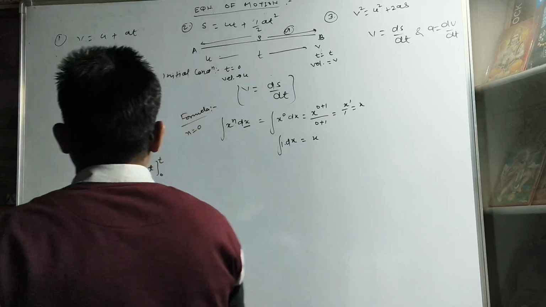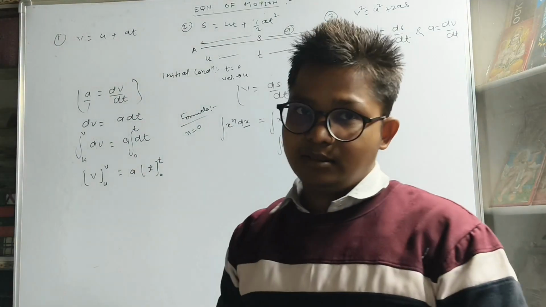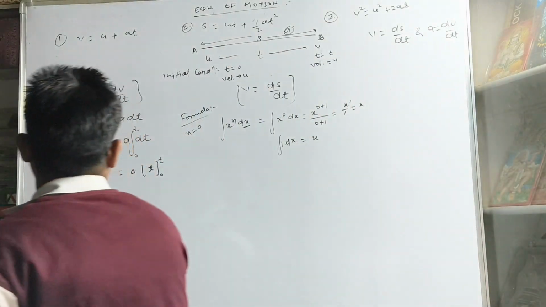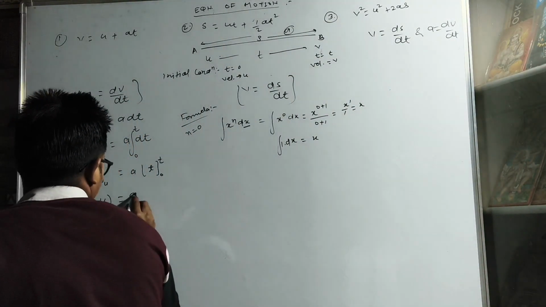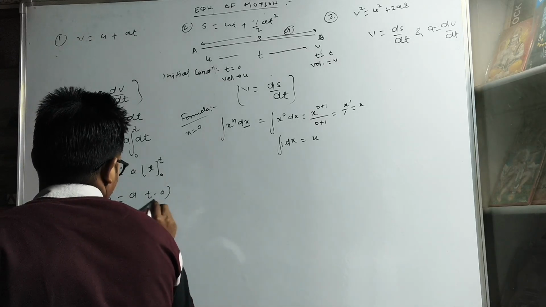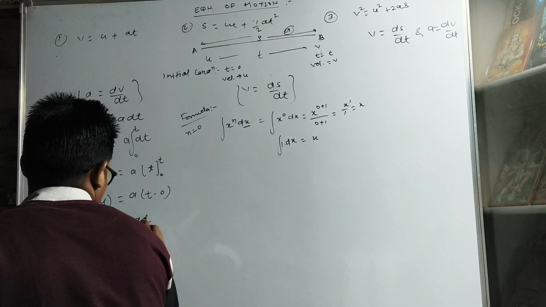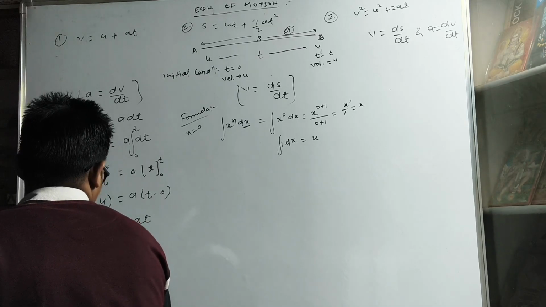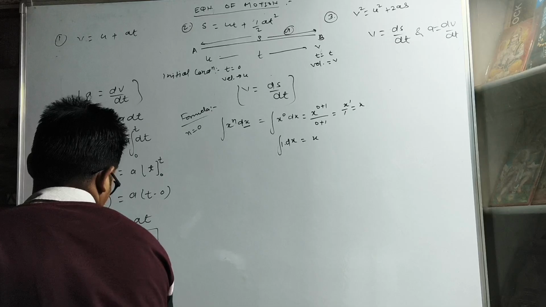Now putting the upper limit minus the lower limit, first we write v and then u. Similarly a t minus 0. So v minus u equals at, that means v equals u plus at. This is the first equation of motion.